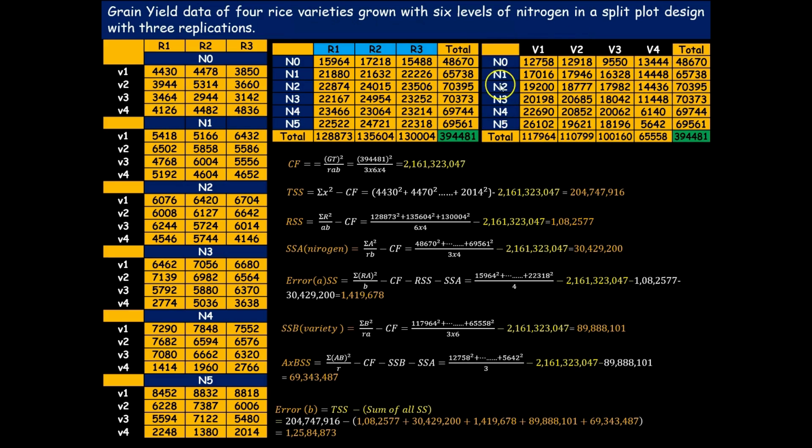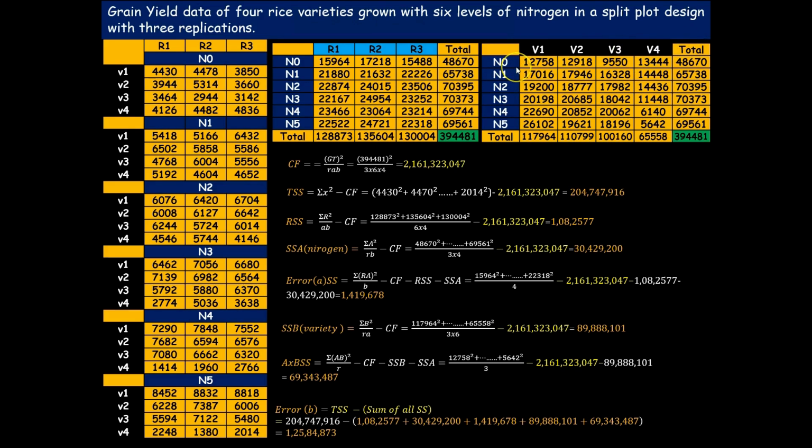Now the second two-way table, which again belongs to the totals only, not the means, is between the main plot and subplot. That means how we are going to get this N0V1 of 12,758. That is simply we will add these three values of V1 across these three replicates, that is this plus this plus this, we will get this. And similarly for V2, V3, and V4, we will get the values.